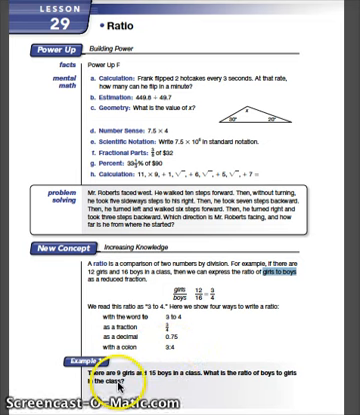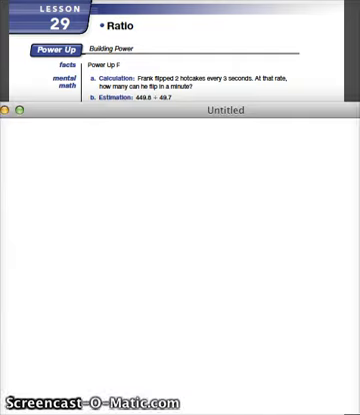So look at the first example. There are 9 girls and 15 boys in the class. What is the ratio of boys to girls? That's what you're looking for. You want to be very careful because in this case it said boys to girls, so you want to express it in a way so that the boys are first. We're looking for boys first.